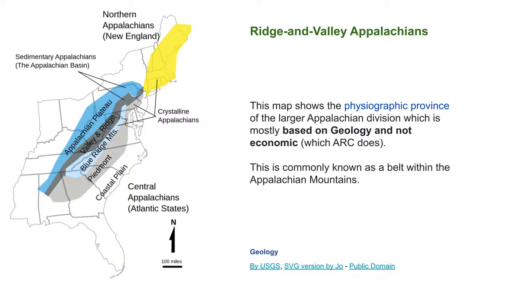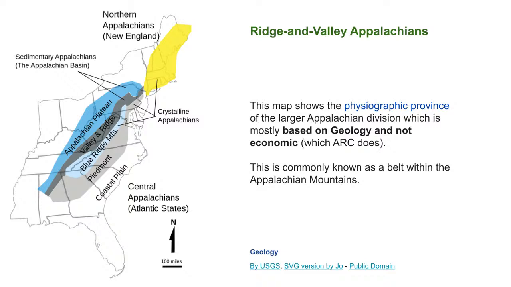If you look at the blue and gray colors, you'll see again the Appalachian Plateau, the Valley and the Ridge, the Blue Ridge Mountains, and the Piedmont. Again, I think almost everybody can agree the Valley and the Ridge and the Blue Ridge Mountains are part of Appalachia.